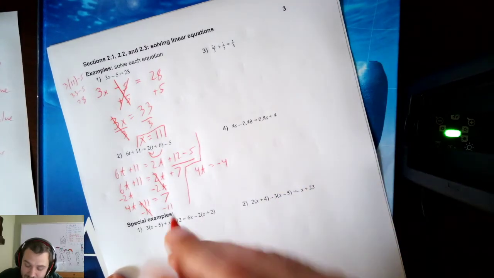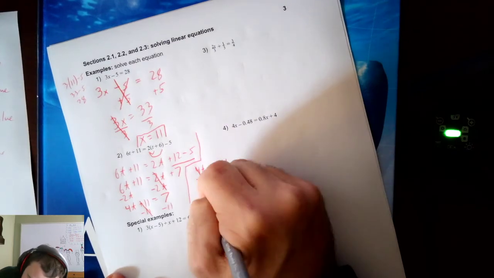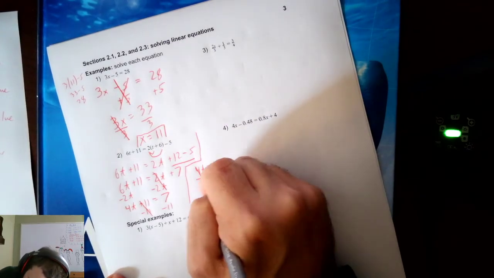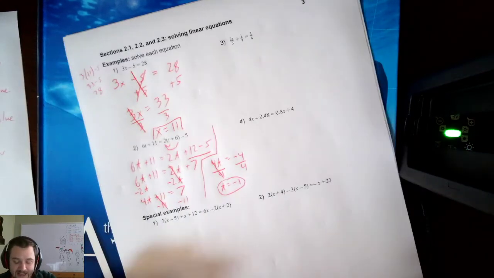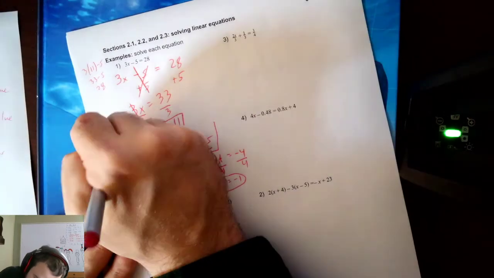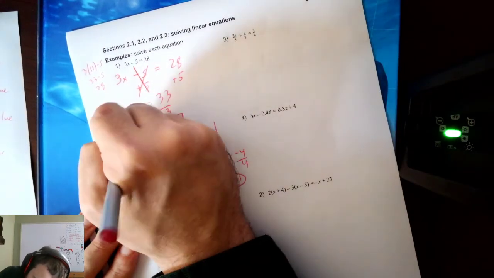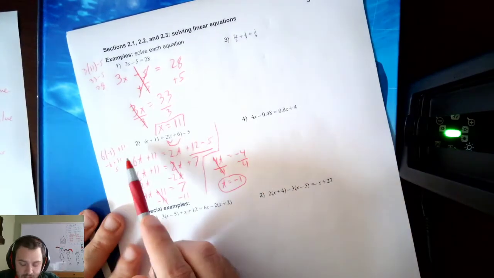I'm ready to divide. To get t alone, I need to divide by 4, which would give me t equals negative 1. So if I think it's my answer, I should check. Once again, I'm going to do a little bit of scratch work on the left. 6 times negative 1 plus 11. Negative 6 plus 11 is 5. Yep, looks good on the left.